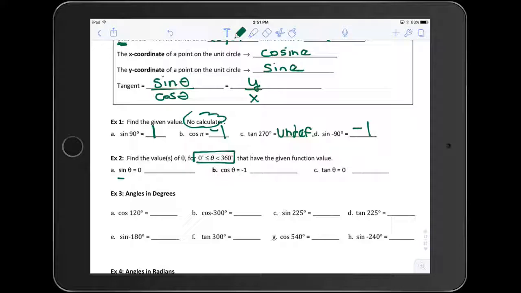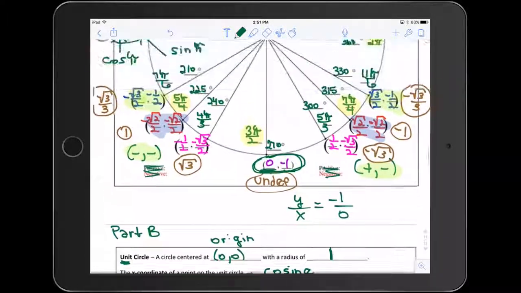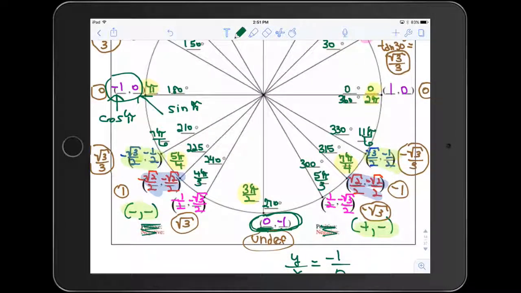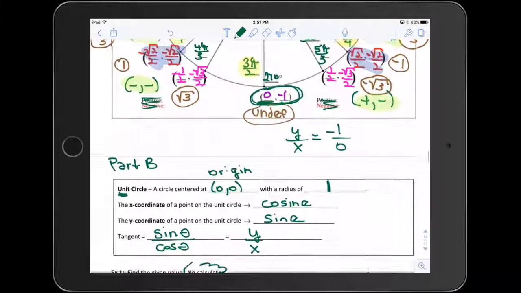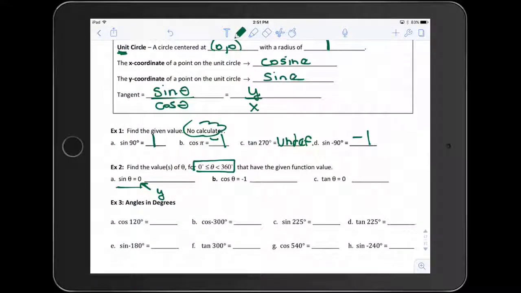So I see sine theta equals 0. Now that does not mean theta is 0. That means the y-coordinate value, where you find your sine value, is 0. So if you come up here and you look for all the y values that are 0, you notice it's right here. So that would be 0 degrees, and then 180 degrees is the other one. Now you might think to yourself, well, what about 360 degrees? Well, let me first put 0 degrees here before I forget, and 180 degrees.